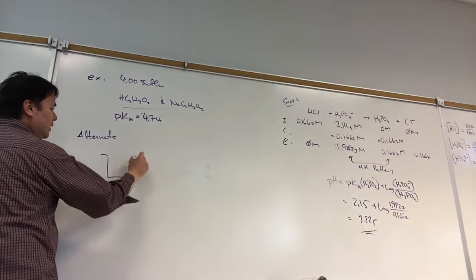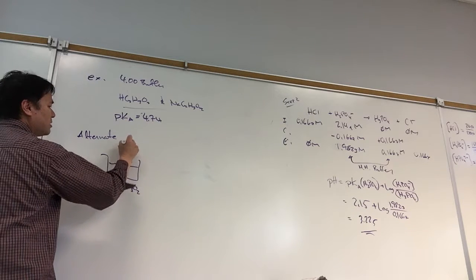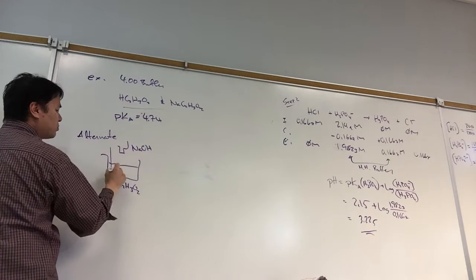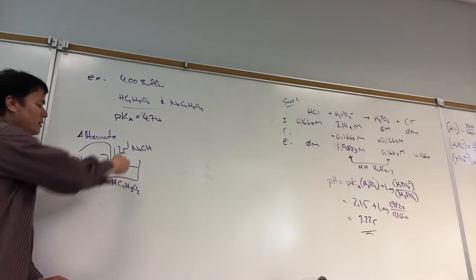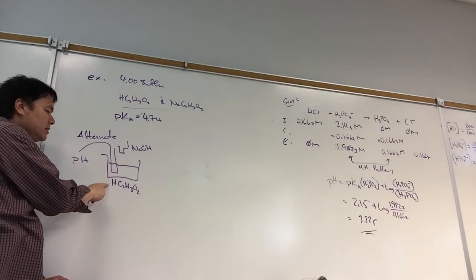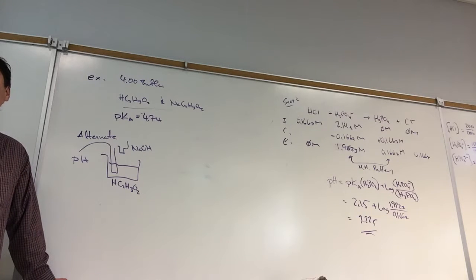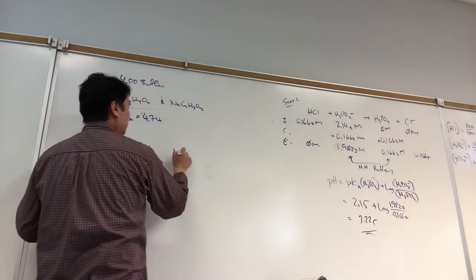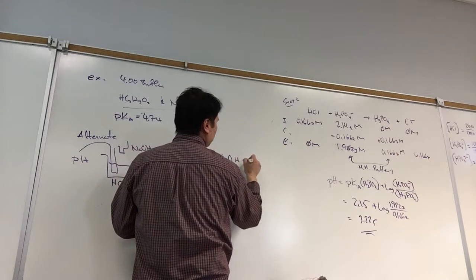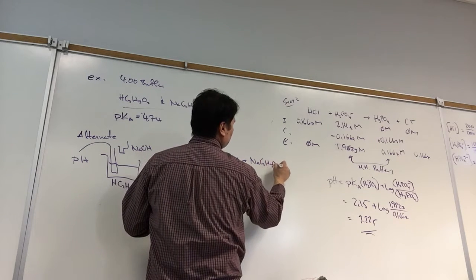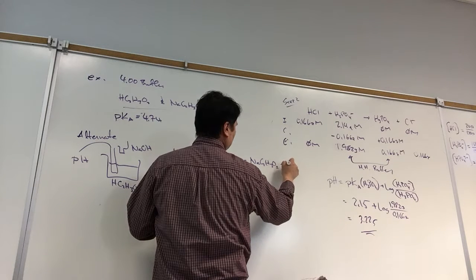The alternate way of making this buffer is we could take acetic acid, not add water, and add sodium hydroxide, with a pH probe in here. And so what we do is a little titration kind of deal, where we have acetic acid and sodium hydroxide, and we make sure that the sodium hydroxide is the limiting reagent. Because what happens when acetic acid reacts with sodium hydroxide? Well, it's going to form sodium acetate and water.